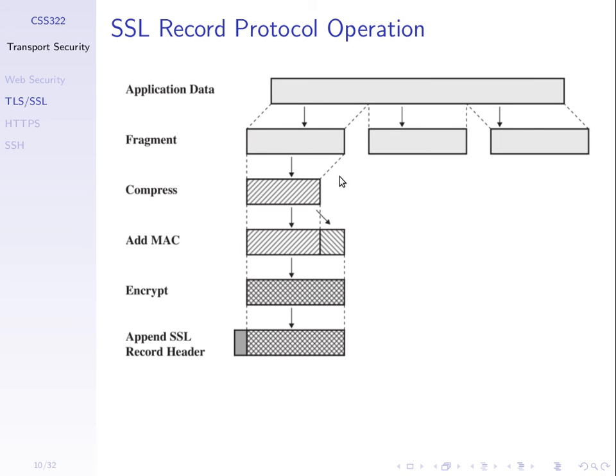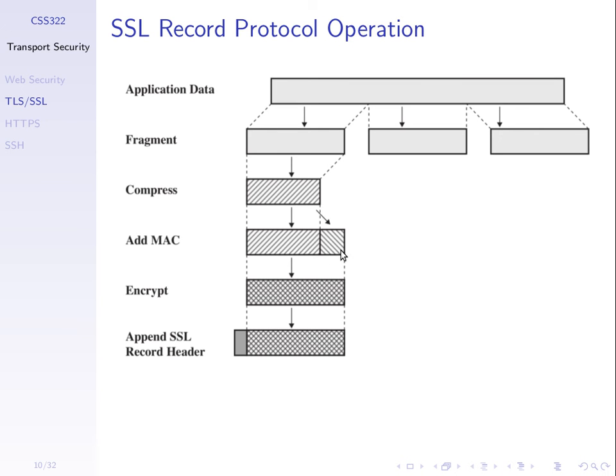Each fragment may be optionally compressed. We don't have to, but we may compress it to save communication costs. We attach a MAC. Remember, a message authentication code is calculated on the data using a key. Remember a MAC function, the MAC using some secret key of the data returns some short MAC value or tag. It's a similar purpose as a hash function. We'll use it at the receiver to verify that the data hasn't been modified. So we calculate a MAC and attach that.